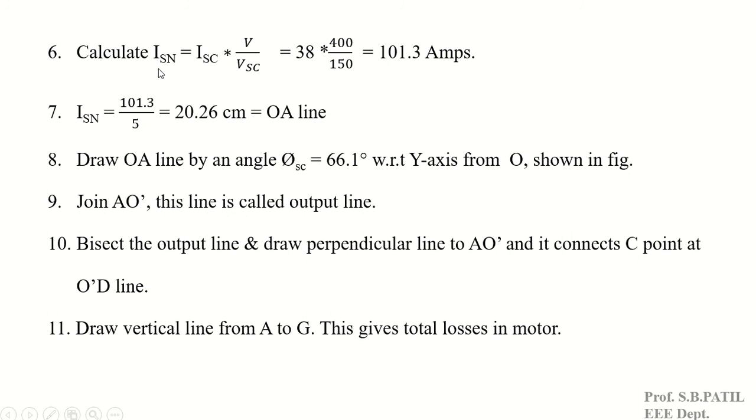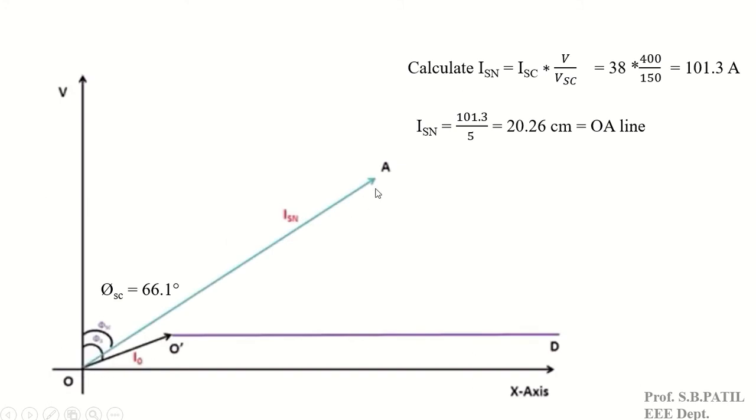Next, calculate the short circuit current, that is ISN equal to ISC into V by VSC. ISC is 38 ampere and V naught, also called V_L, is 400 by 150, equal to 101.3 ampere. Then ISN equals 101.3 ampere divided by 5 by taking the current scale, that equals 20.26 centimeter, that is called the OA line, that is here.